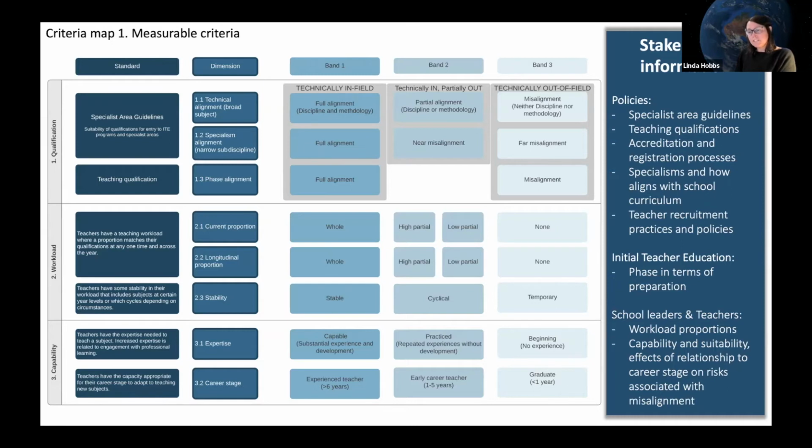School leaders and teachers can have discussions about workload proportion and stability. As Anna's indicated, there should be honest discussion about the suitability of a teacher to teach an out-of-field load. If not capability in the subject, then what other criteria are decisions based on? Also, career stage introduces a level of risk to a misaligned teaching load, and therefore should be factored into the decision making.